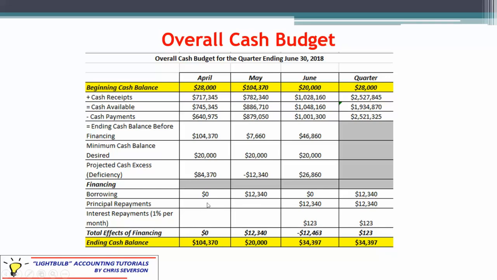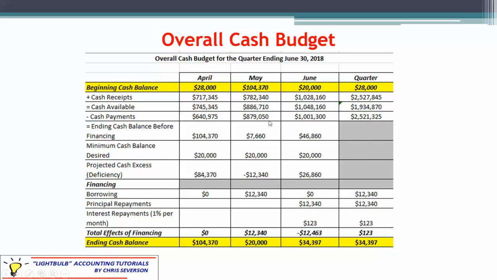There's no evidence anywhere in the problem that we had loans from last period, so there's just no financing impact here. We end with $104,370, and we carry that forward to May. We're adding in May's cash receipts to get a total available for May.